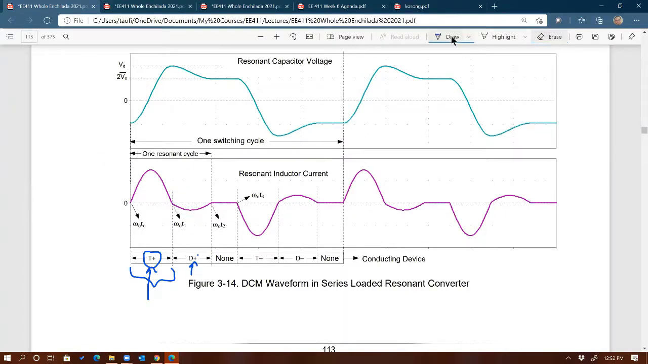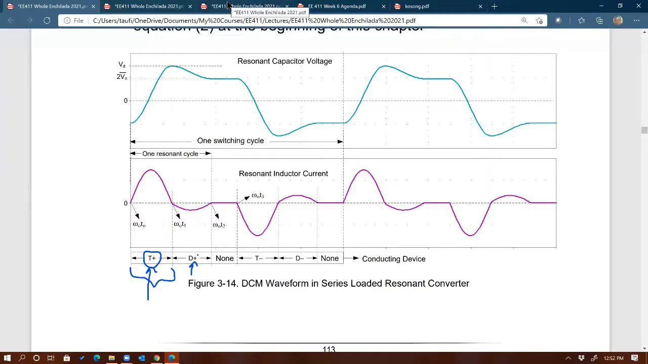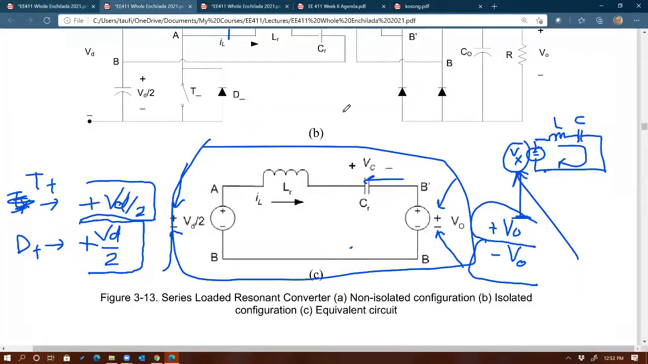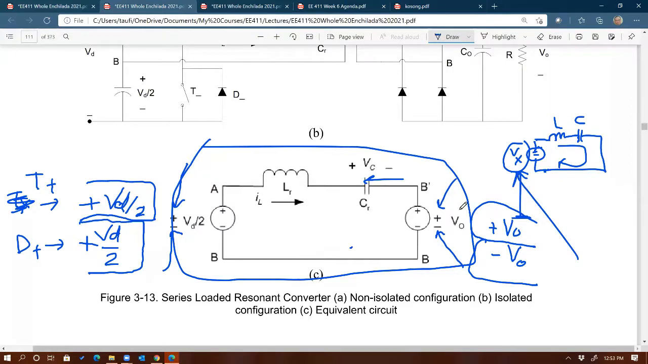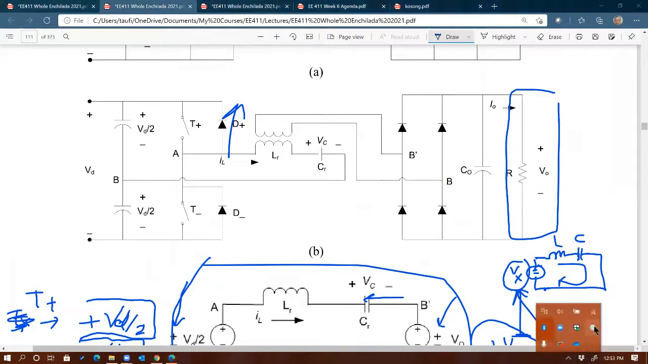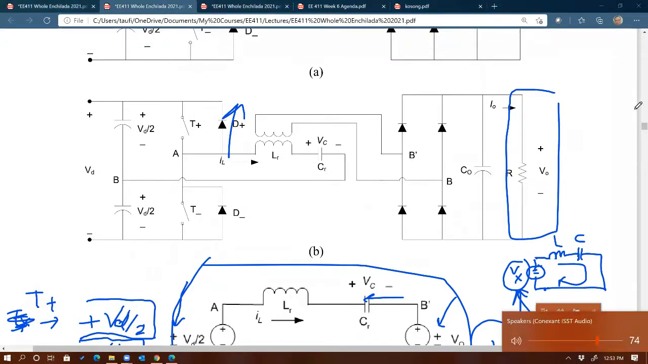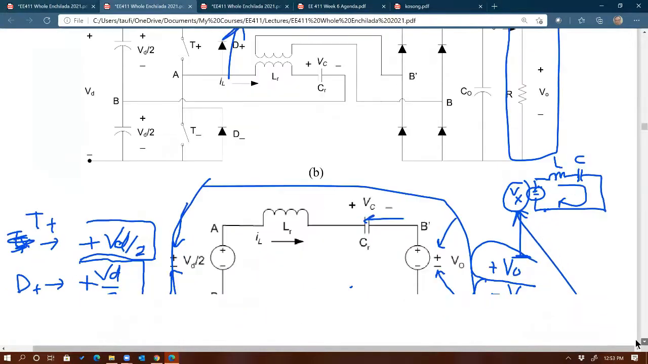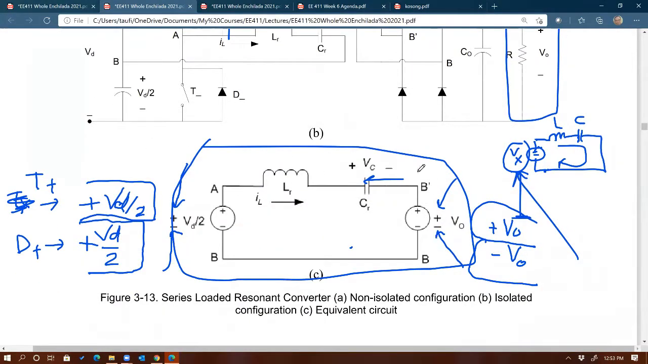Do you have a question? Wait, so the output voltage that's changing is purely those 4 output rectifier diodes, basically which ones are conducting, right? Just to confirm. Yeah. When I say output, it's actually the output of the tank, not the output of the converter. The output of the converter is still B prime, right? You're talking about B and B prime? That's correct. So when I say output, it's the output voltage of the tank, B prime B, right there. Oh, I gotcha. That makes sense. Thank you. Okay.